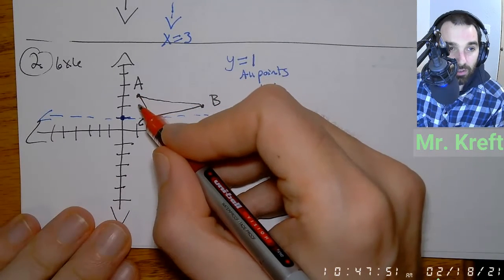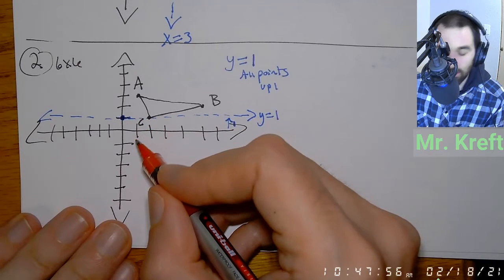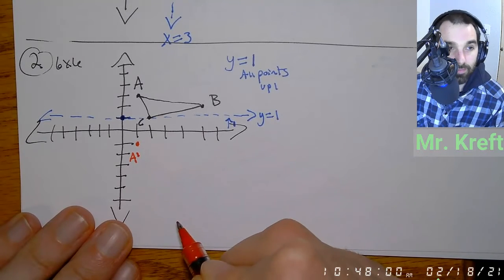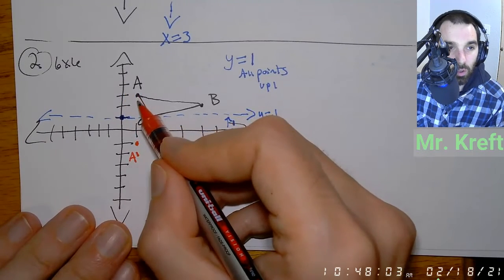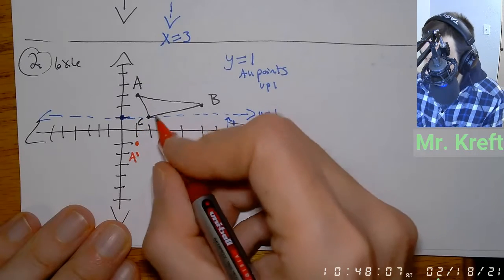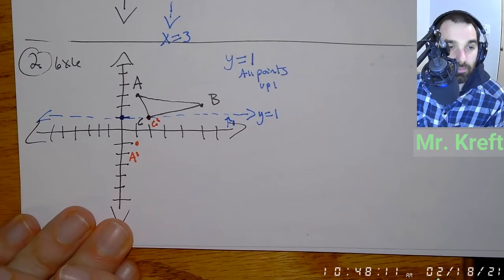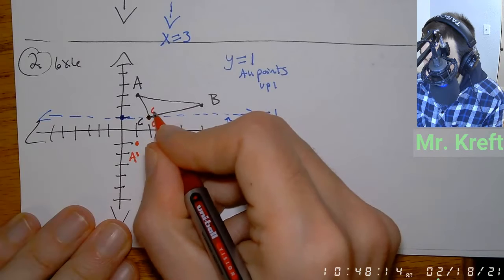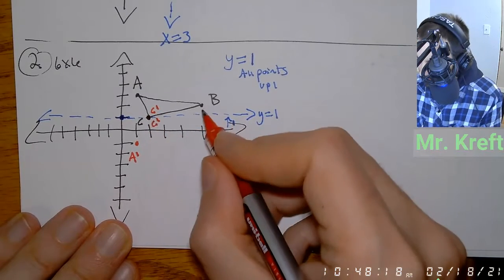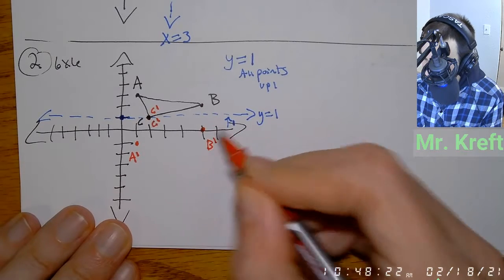So A is 2 away from the mirror. So on the bottom, I'm going to go 1, 2. So here is A prime. Right? So I went 1, 2, 1, 2. C is right on there. So I'm just going to put a red dot and say, hey, there's C prime, right there. Okay, and then B is 1 away. So on the other side, I'm going to go 1 away.